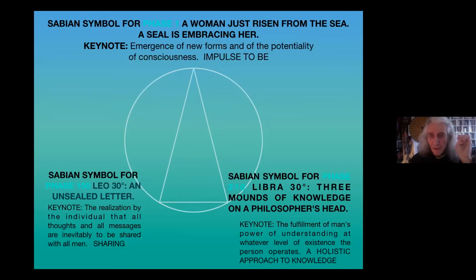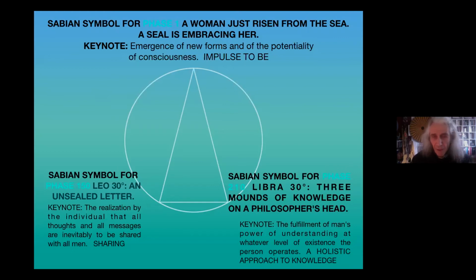quincunx, the 210 degree, three mounds of knowledge on a philosopher's head. This symbol came up last week. Keynote: the fulfillment of man's power of understanding at whatever level of existence the person operates, a holistic approach to knowledge.